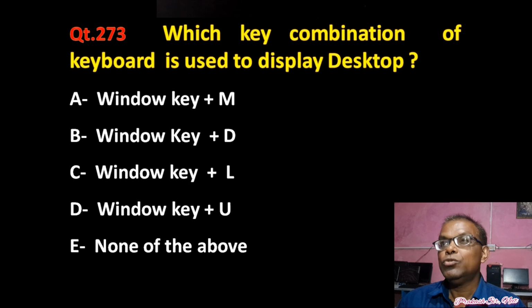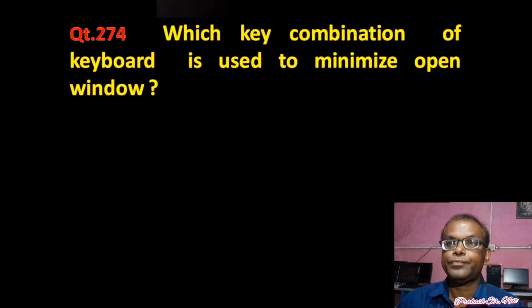So the question is, which key combination? Key combination means we have to use double key. So that is why it is called a key combination. Which key combination of a keyboard is used to display desktop? The correct answer is point number B, that is window key plus D. If you press window key plus D, what will it display? It will display desktop. So point number B is the correct answer.